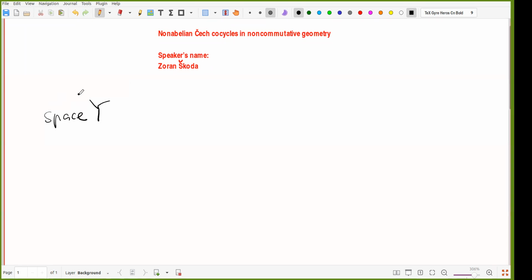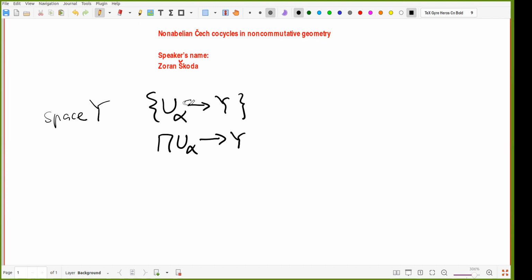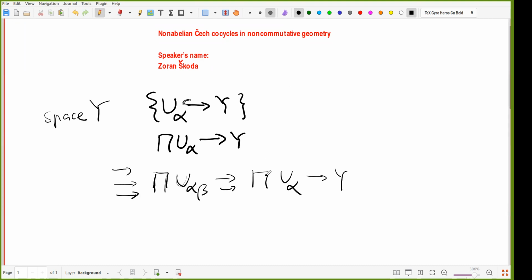So say that you have some space Y, a usual space. I'm just repeating the usual setup, and that we have some cover, some U alphas, some family of maps U alphas to Y. Then you can consider a product of all U alphas and take that as just one map to Y. And then we can consider multiple products, U alpha beta, product U alpha to Y, and so on, and make a simplicial object in spaces.